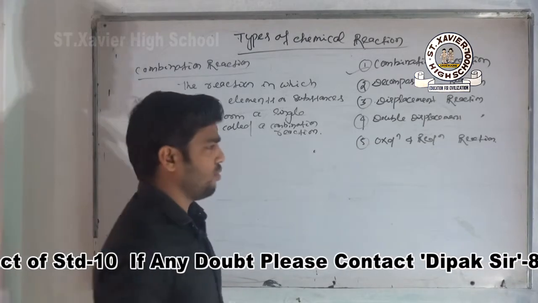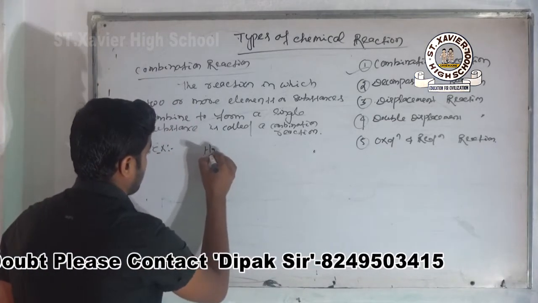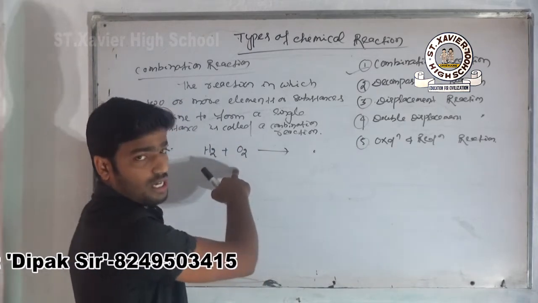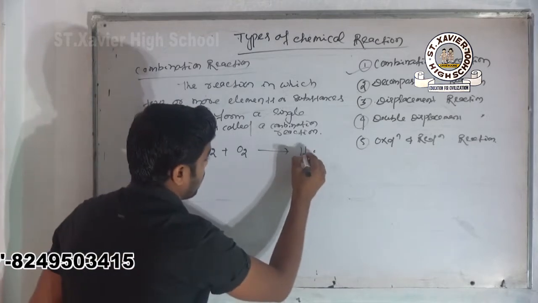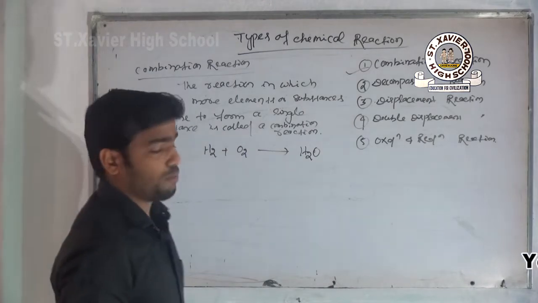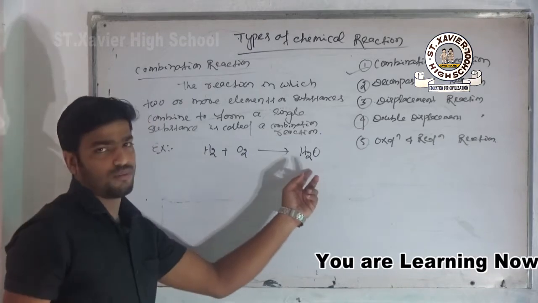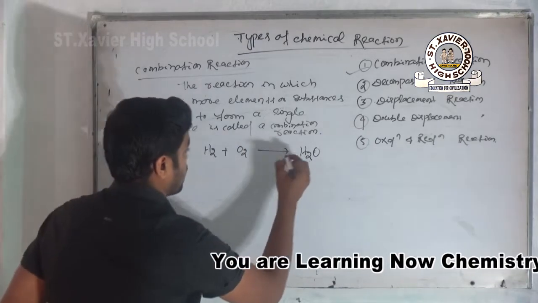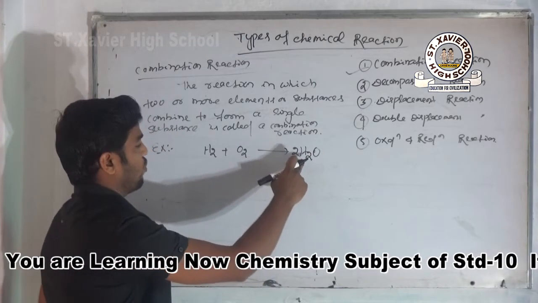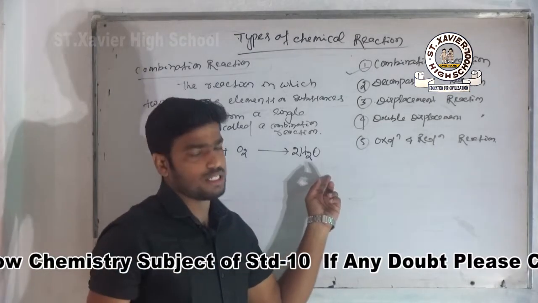Let's take an easy example. You are also well known about it, that is hydrogen plus oxygen. Hydrogen plus oxygen are combined with each other to give a single compound, that is water. In the previous class we have already discussed balanced and unbalanced reactions. See, it is in the unbalanced form. Then how should it be balanced? Multiply 2 here. After multiplying 2 here, hydrogen will be 4, so multiply another 2 here. Now this is in the balanced form. This is a simple example.